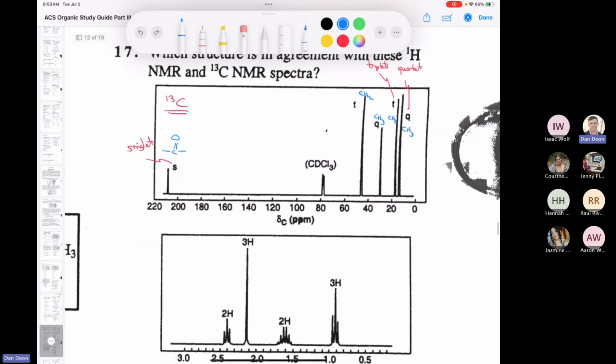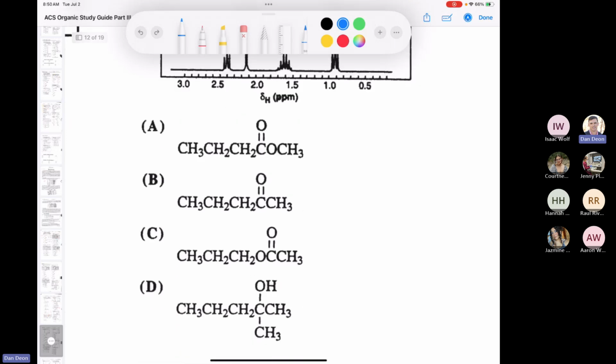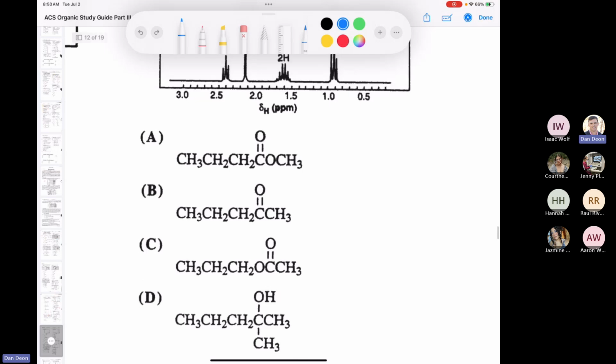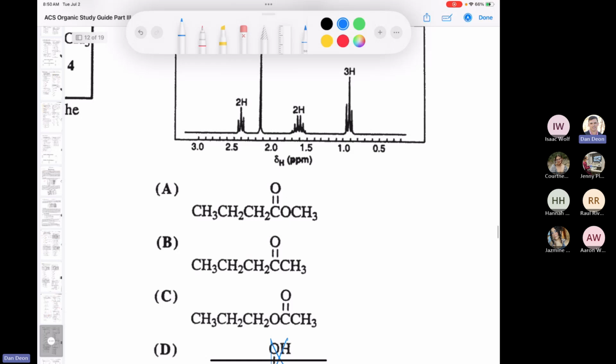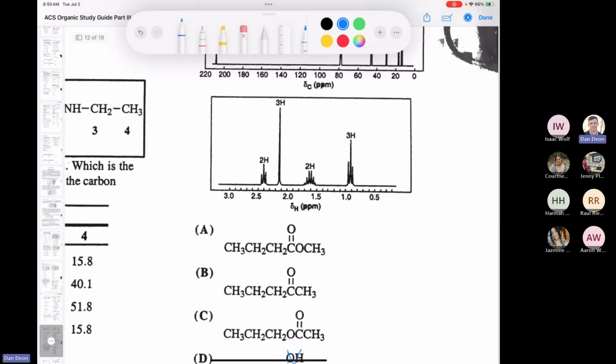So now if we look at the answers, you can see that all 4 of them have 2 methyl groups and then 2 methylenes. So they all have that, and then they all have a carbonyl. Even this one has 2 methyls, right? Because these 2 are chemically equivalent, 2 methylenes. Oh, actually, the last one doesn't have a carbonyl, does it? It has an alcohol. So we can cross this one off. Okay, so now we have the other ones, and now we're going to have to go to the proton.